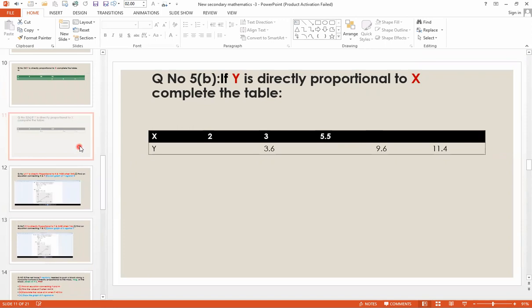Now we have to do question number 5, part B. According to the question, it is given that if y is directly proportional to x, complete the table. We have to use the same method as we have done already. I think all of you are familiar with this method, that first you have to write the first variable in the first place.